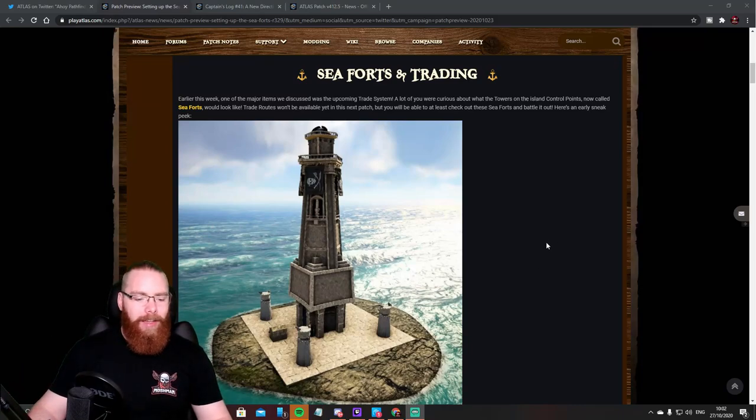And as you can see, that is a lighthouse on a pillar. But it's actually the new control point, the new sea forts, as part of the new trading mechanics.